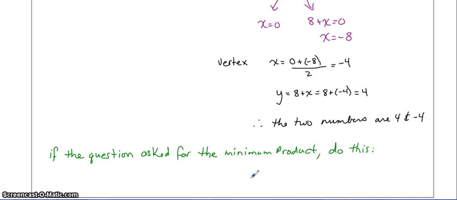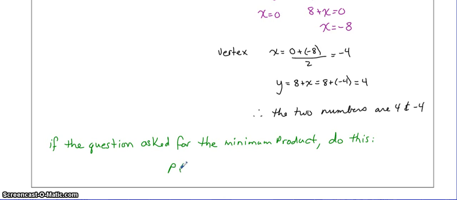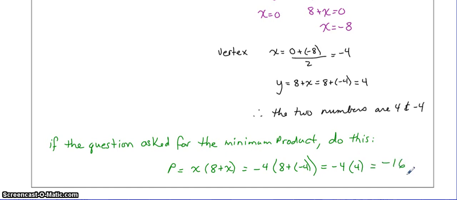Now if the question asked for the minimum product, this one didn't, but if the question asked for it, our product was equal to x times 8 plus x, and since x was equal to negative 4, you would get that the minimum product was equal to negative 16.